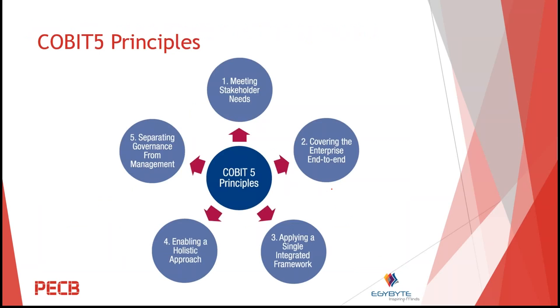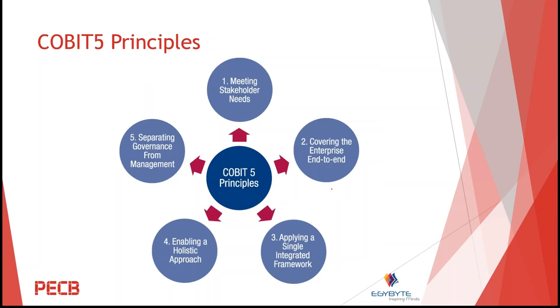To do so, we need to have two things. The first one is principles and the second one is enablers. For principles, COBIT makes it easy. We have just five principles. The first one is meeting stakeholder needs, which means to have governance in your enterprise, you should first define what the stakeholders are and what their needs are, because governance is about achieving their needs and goals.